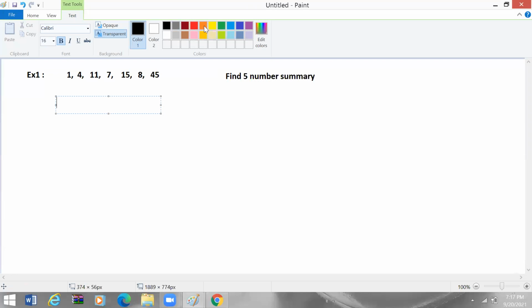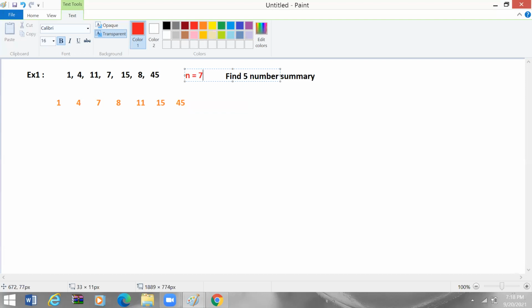So when you put them in order, we have 1, 4, 7, 8. I'm sorry, I was missing 8. I apologize. And 11, 15, and 45. If you ask me why I picked 7 numbers, why not 6, why not 10, I have my own reason for that. So we're going to have n equal to 7, where n is the sample size that we have. Since we have 7 data points, n equals 7.